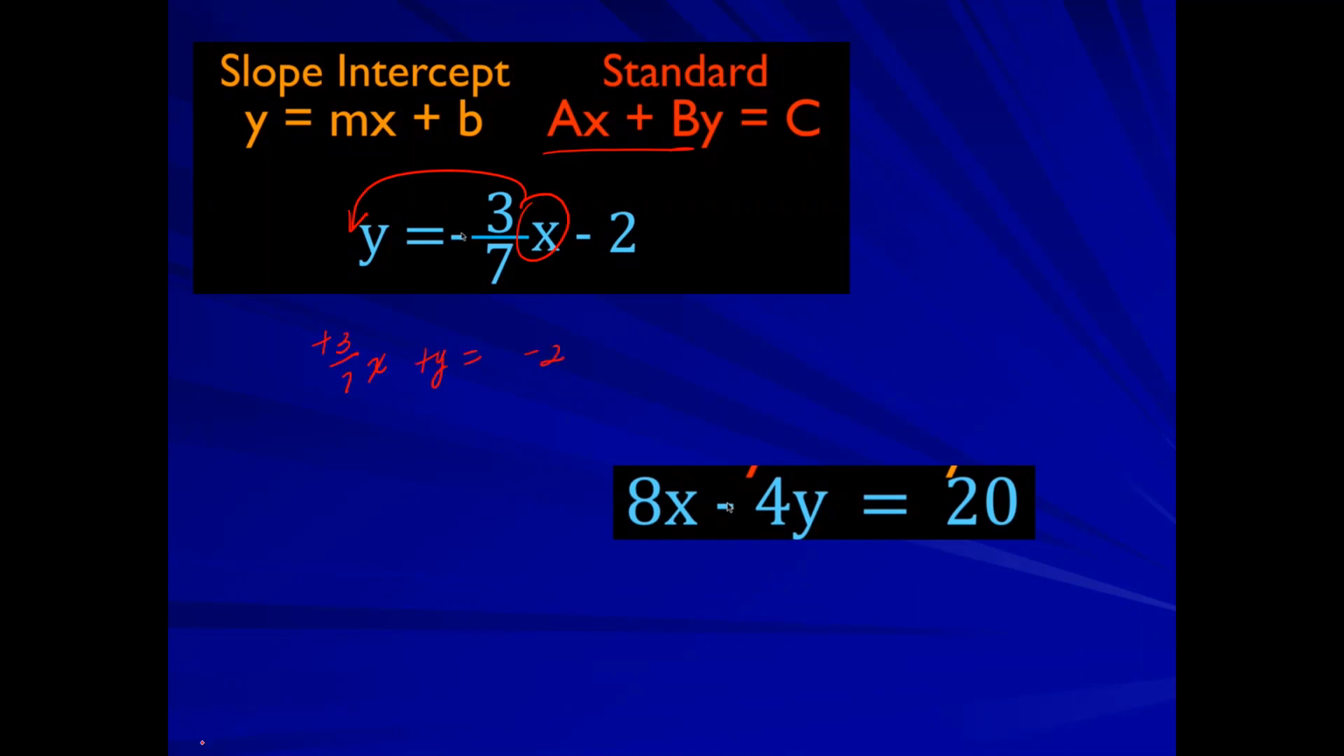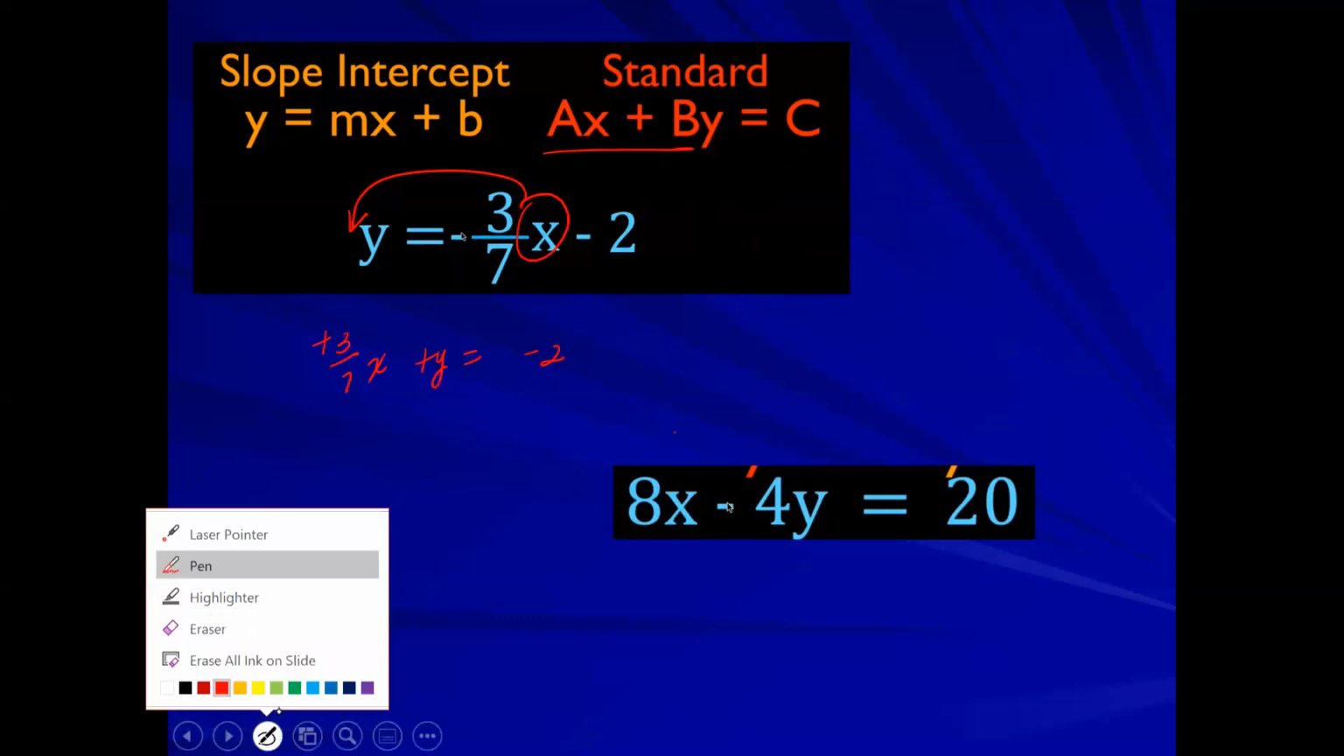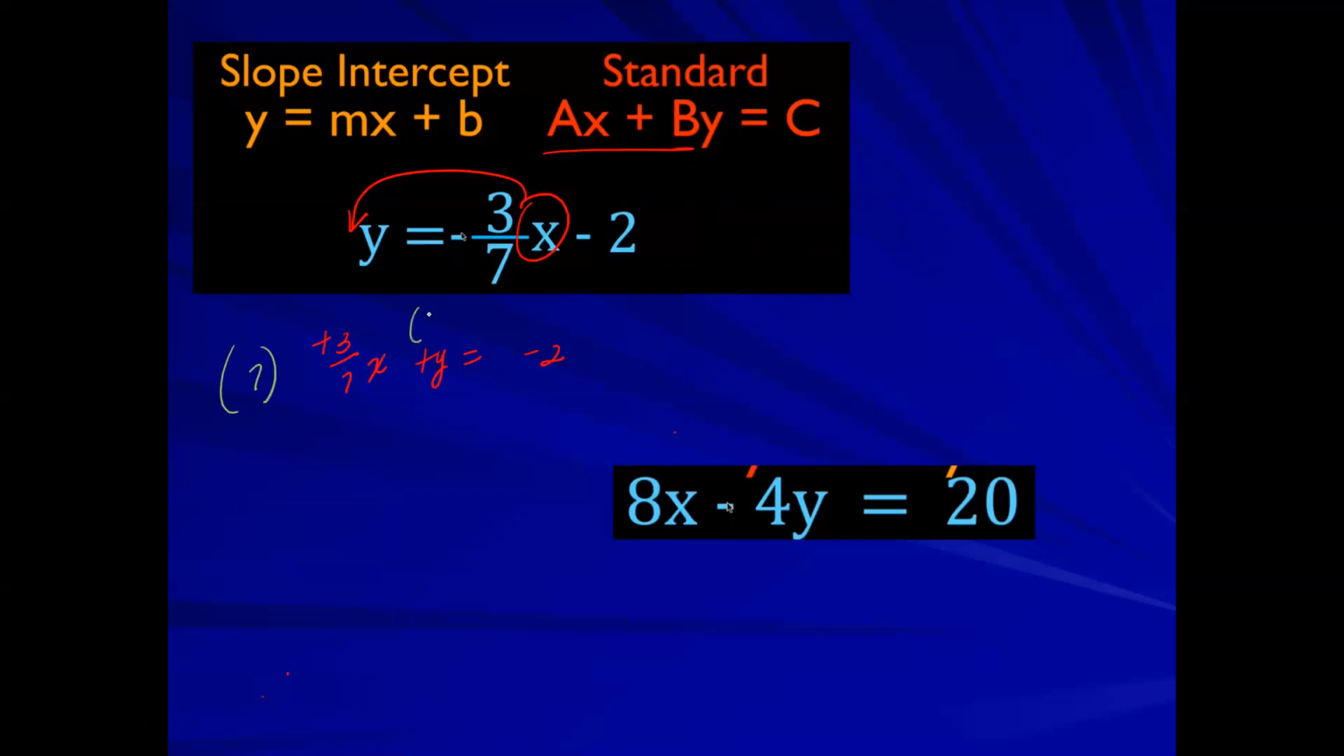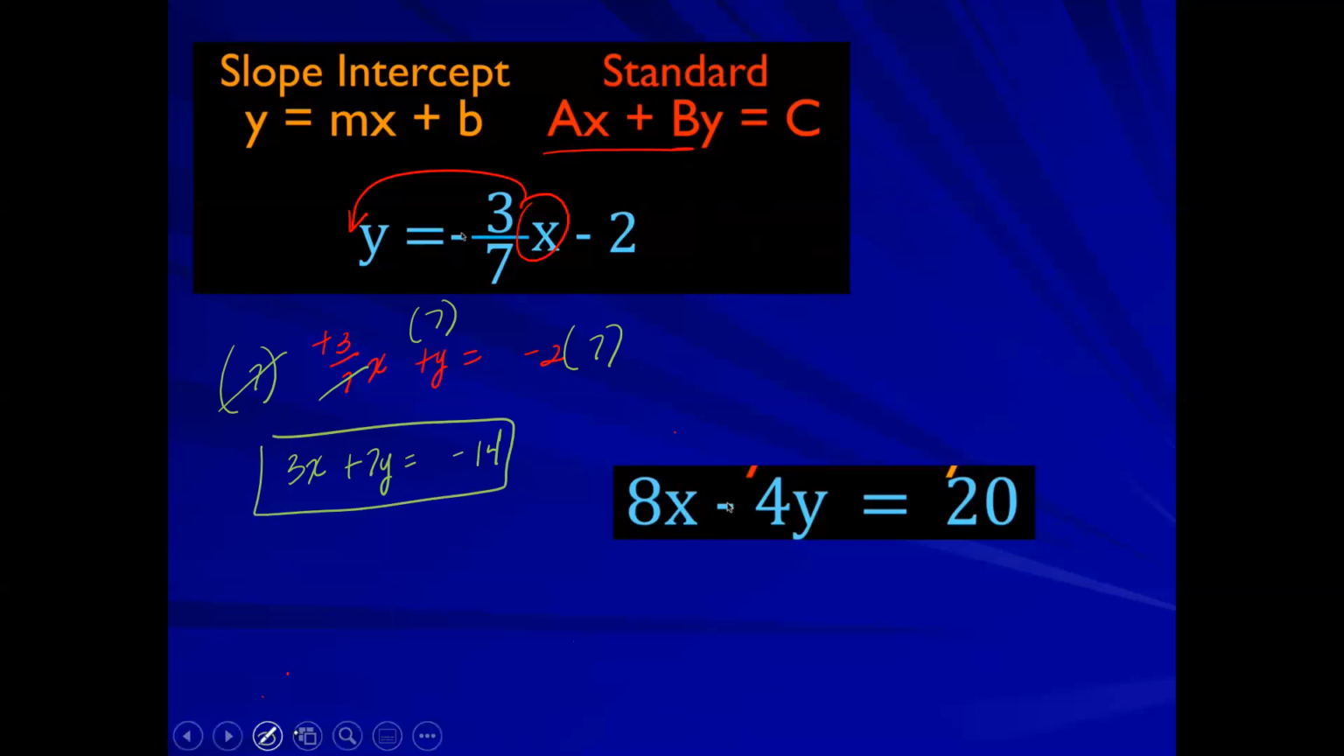Well, standard form asks that you do not have any fractions. I'm trying to change my pen here, but it's not letting me, but that's okay. Anyways, let's go back. I have a 7 right here, which I want to get rid of. So I'm going to multiply 7 on everything here. Cancels. I have 3x plus 7y equals negative 14. Okay, so this will be my standard form. So I converted from slope-intercept form to standard form.